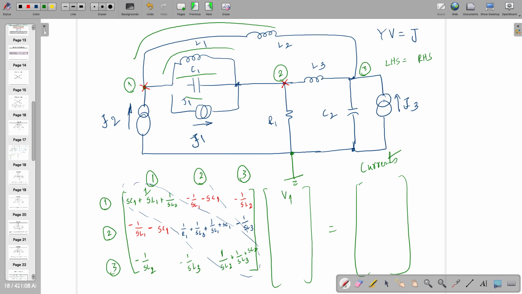So this is V1, V2, V3. What about these currents, by the way? J2, you have to look at the first node. So J2 minus J1. What about J1, J3, right? No doubt, right? That is how you can write down the equations using the admittance matrix, and thereafter you can solve these kinds of matrices.